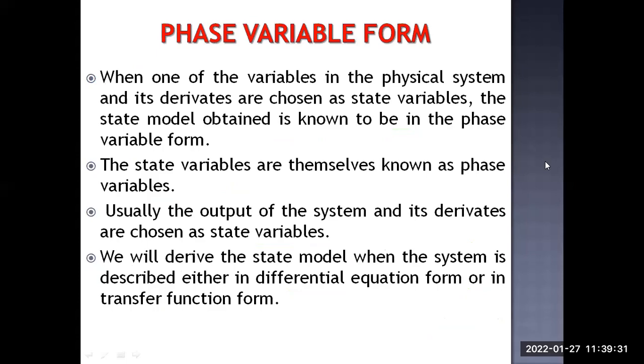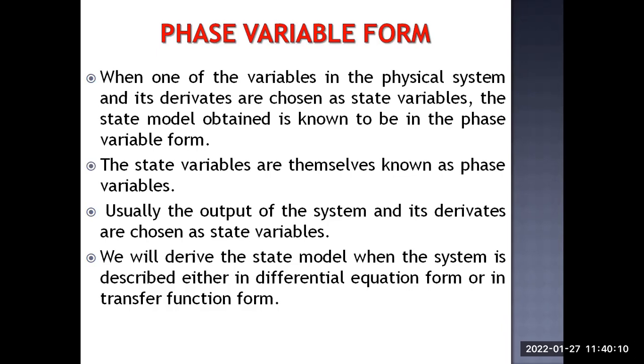Now the next topic is the phase variable form. This is something different from what we have represented in the canonical form. The phase variable form is when one of the variables in the physical system and its derivatives are chosen as state variables, then the state model obtained is known to be in the phase variable form. Let us say you have a state variable x. Now the derivative of the state variable is x dot.